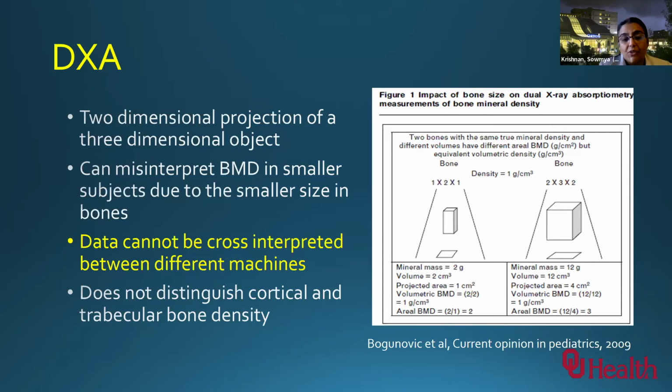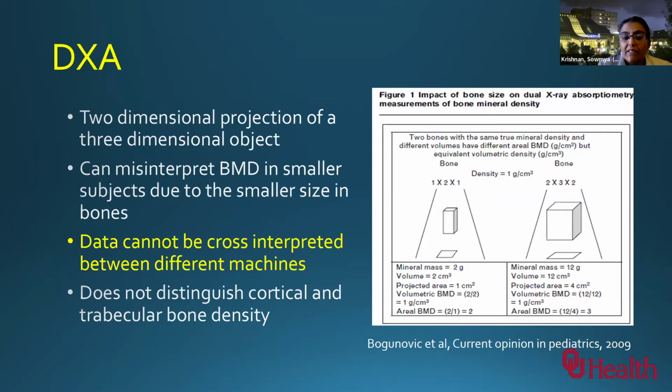And the DEXA scan does not distinguish cortical or trabecular bone density. Here is a pictorial representation of how the size of bones influences bone mineral density. These are two different sized bones. A smaller bone measures 1 by 2 by 1 centimeter, while the bigger bone measures 2 by 3 by 2 centimeters. The mineral mass here is 2 grams. The mineral mass here is 12 grams. Volume is 2 cubic centimeters. Volume is 12. The projected area is 1 square centimeter, while here the projected area is 4 square centimeters.